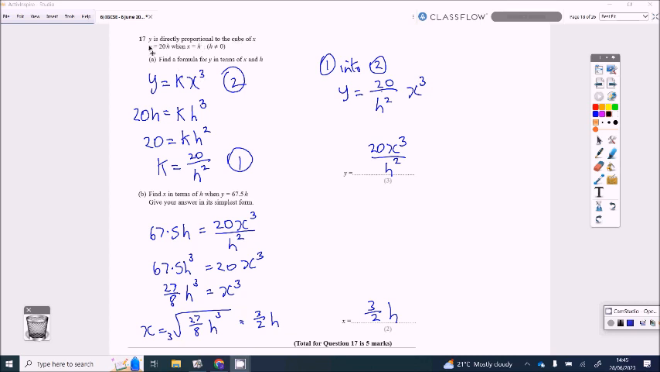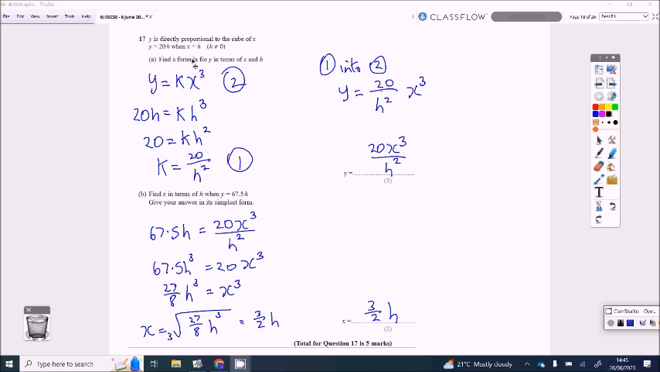Now, on the second sentence, I'm told that y equals 20h. So 20h equals kh cubed, because we've been told that y equals 20h. So at that point, I can divide through by h. So 20 equals kh squared. Dividing by h squared, I get k equaling 20 over h squared.